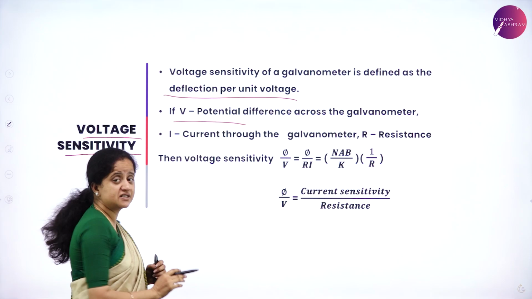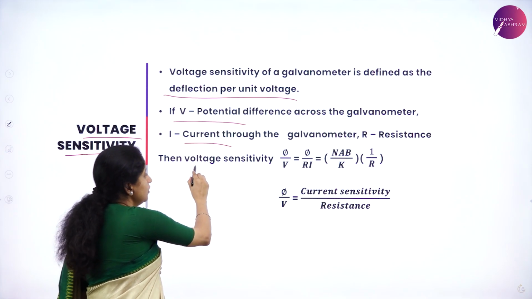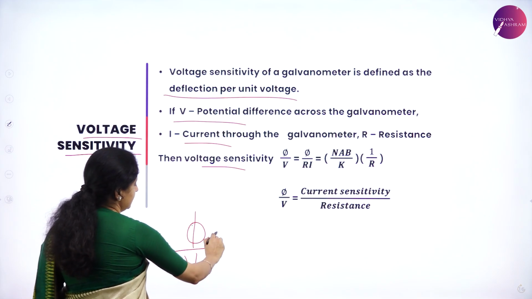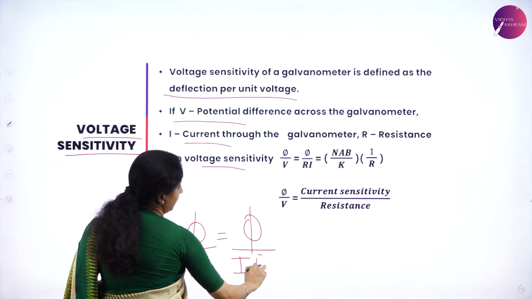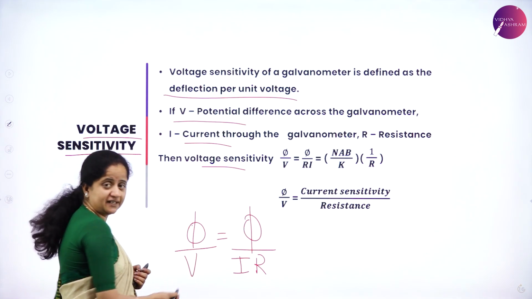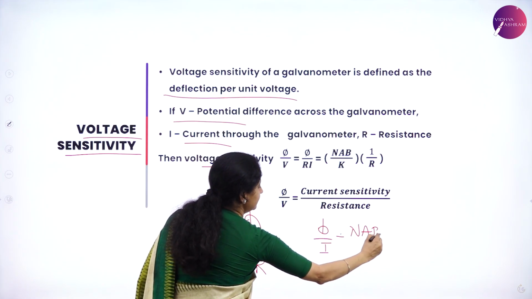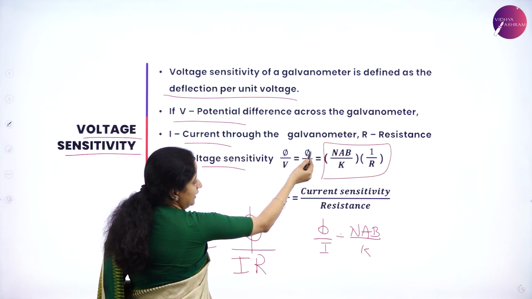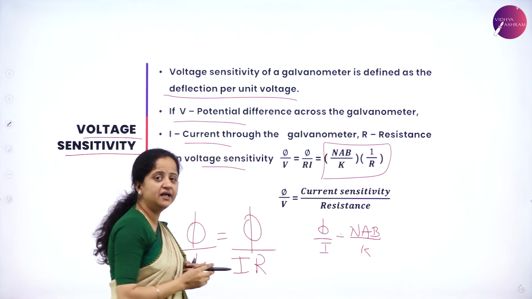If V is the potential difference across the galvanometer, I is the current through the galvanometer, and R is its resistance, then voltage sensitivity is denoted by deflection per unit voltage, that is phi by V. According to Ohm's law, we know V is equal to IR, so we can write it as phi divided by I into R. But we have defined what phi by I is. It is the current sensitivity. We know that phi by I is equal to NAB divided by K. So our equation becomes NAB divided by K into 1 divided by R. So voltage sensitivity is nothing but current sensitivity divided by resistance.